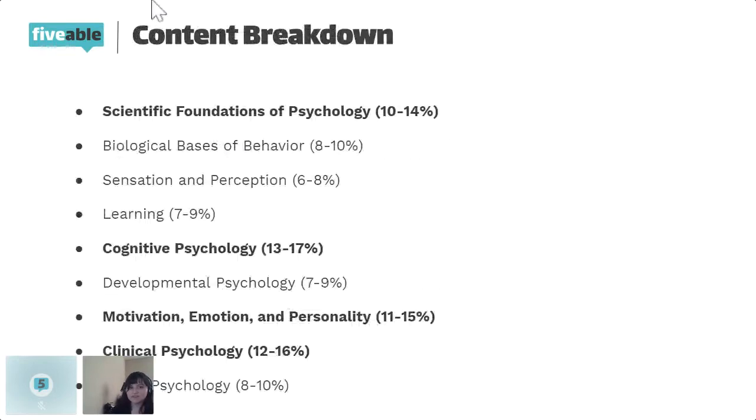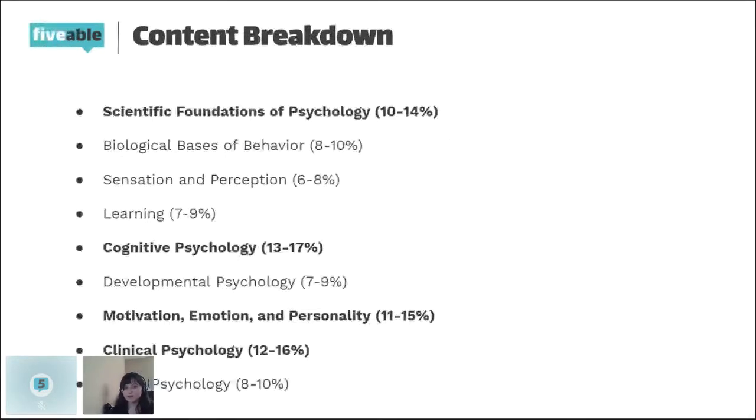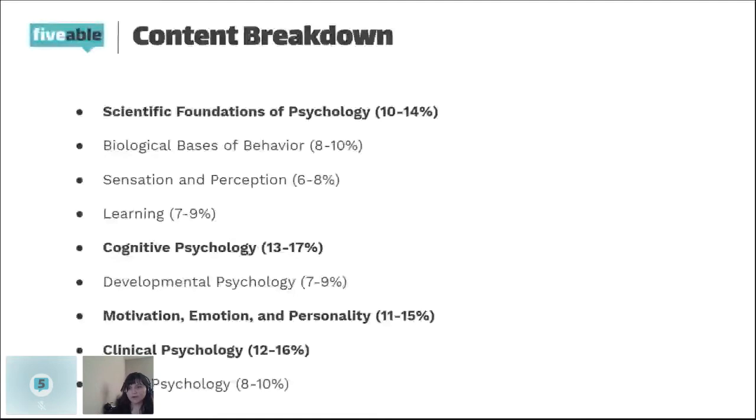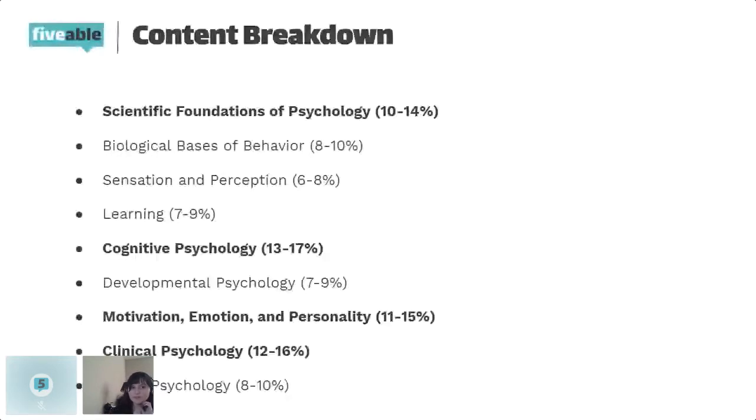So starting out with just a content breakdown. You can see four primary types of content that are going to be the bulk of the exam. You have the scientific foundations of psychology, which revolve around the initial ideas, the major figures such as Sigmund Freud or Wilhelm Wundt.